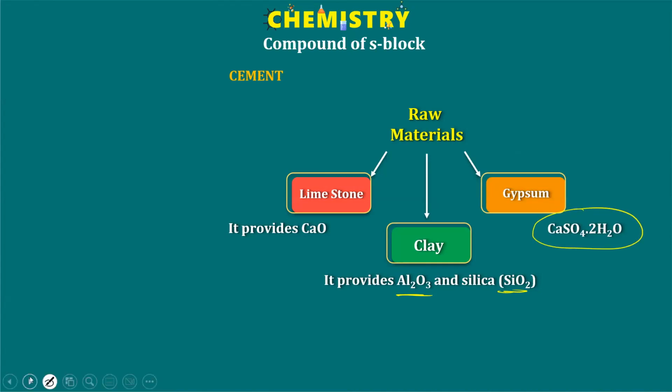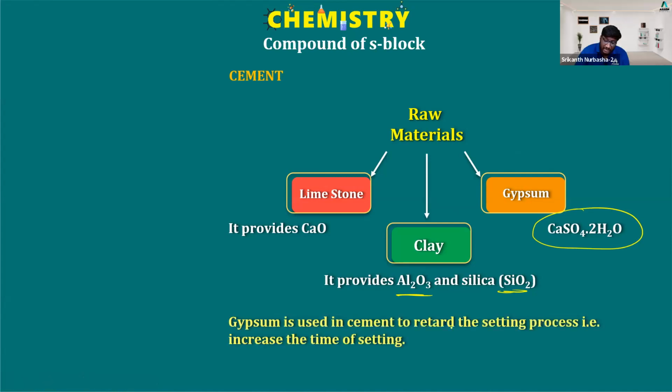It slows down recrystallization, that is, it slows down the setting of cement. Gypsum is used in cement to retard the setting process, that is, to increase the setting time. Because if I add water and it instantly becomes hard, then obviously it is not so useful for preparation purposes. That is why you add gypsum to slow down, or retard, the setting process.